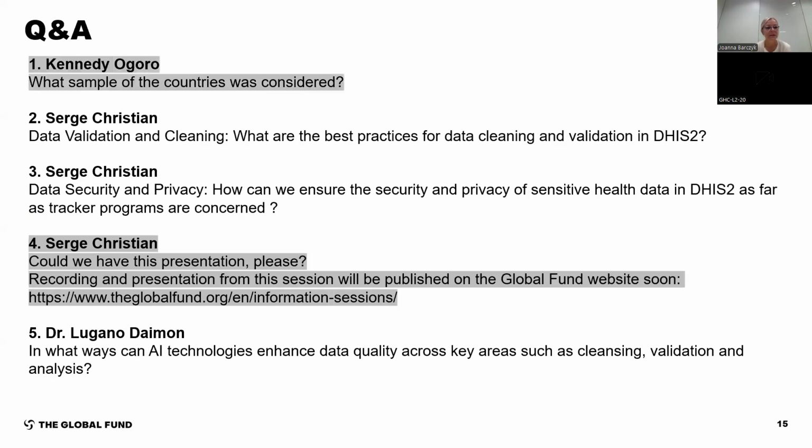Next one, data validation and cleaning. What are the best practices for data cleaning and validation in DHIS2? I don't know whether we have somebody from UIO. They have been invited, and I would like to call on UIO to respond to this question. Do we have somebody? If you can speak up. Or HISP? No. Okay. So in that sense, I will try to respond on their behalf.